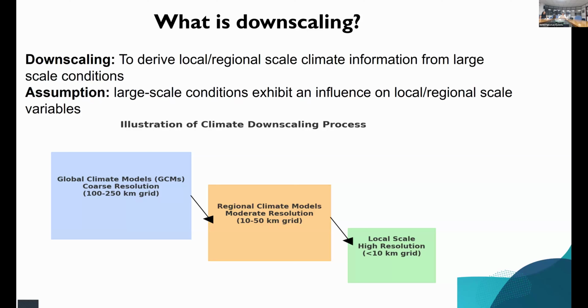So the global climate models, or GCMs, typically operate at coarse spatial resolution of about 100 to 150 to 200 kilometers, which limits their ability to capture fine-scale climatic features, especially in areas with complex topographies like some of our basins. So this makes it challenging to use their outputs directly for local impact studies.